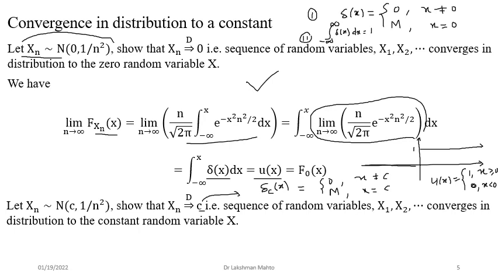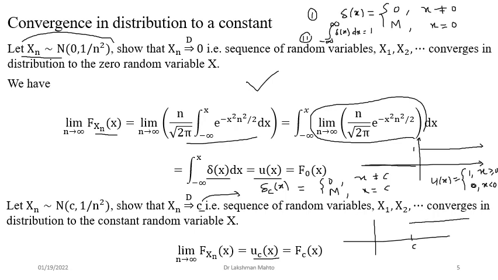Through the same explanation we can see that the limiting value of the distribution of this sequence of random variables would be UC(x), the unit step function centered at C. What does it say? Suppose C is here. After C, this function takes value 1, and before C, this function takes value 0. So it is centered about C. This is again a unit step function. Just here the mean was 0, now the mean is C, so the derivation is almost the same.